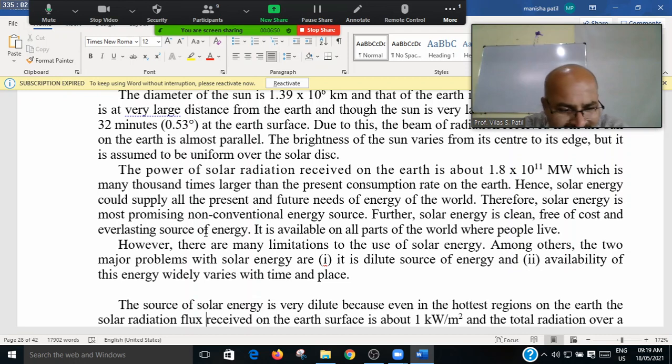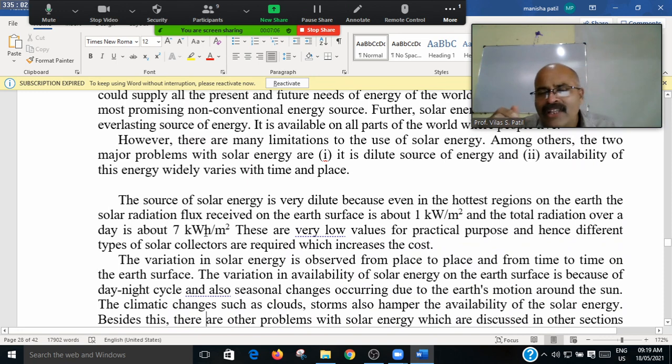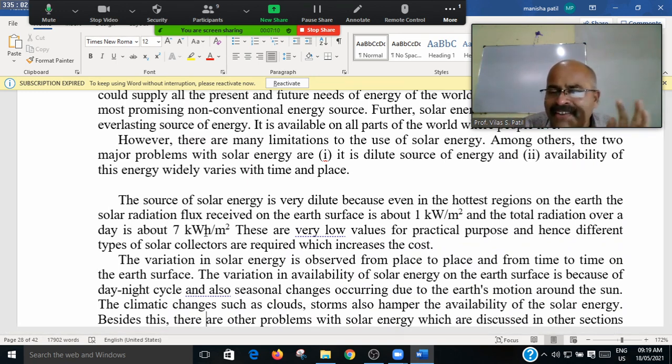However, there are many limitations to using solar energy. It is a dilute source of energy. The availability of energy varies widely from time to time. We know that solar energy is periodic, it varies with the season also, and at night on the earth, solar energy is not present, it will be absent.